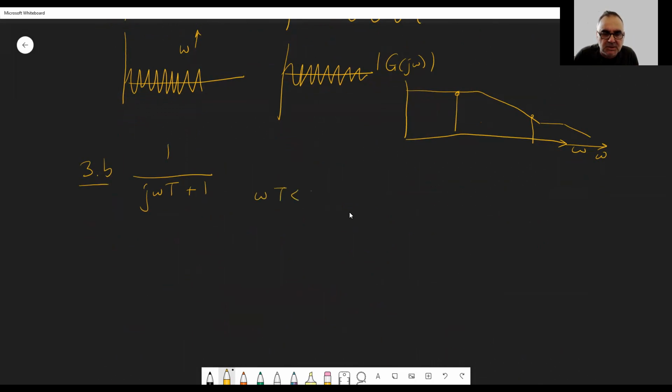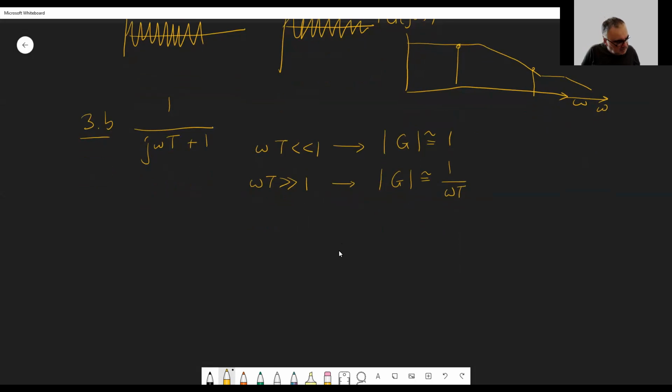When omega t is much less than 1, this term is negligible, so the magnitude of g is approximately 1. When omega t is much greater than 1, what will that be? 1 over omega t, I suppose. Which means that it will be going to 0. And you can take the logarithms of these and find decibels, etc.